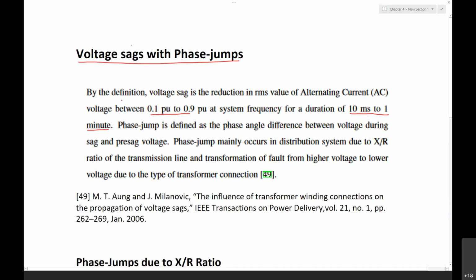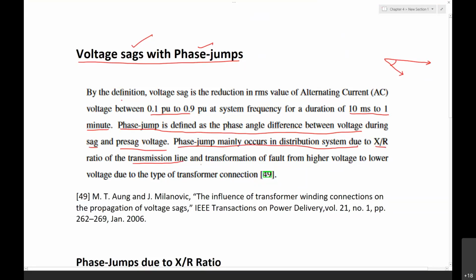Yeah, we have seen this part. What about the phase jump? Phase jump is defined as the phase angle difference between the voltage during the sag and the pre-sag voltage. That's what I was mentioning about. The pre-sag voltage, I have drawn it over here, and this is the sag voltage. This is the phase angle difference between the pre-sag voltage and the sag voltage.